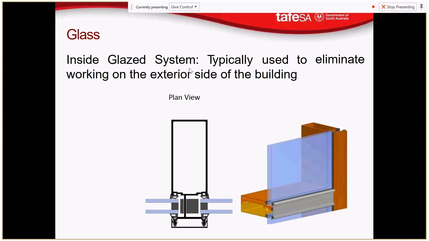So this is the inside glaze system typically used to eliminate working on the exterior side of the building. So we have mullions, and then we can put the glass into those mullions, and then we can apply those fixing plates, and then we move on to the next window, etc. So we're not having to work on the outside of a building, which can be very expensive. This way, it's much cheaper and easier to install, but we don't get quite the wow factor with this system as we would get with the structural silicon glazed system, for example.